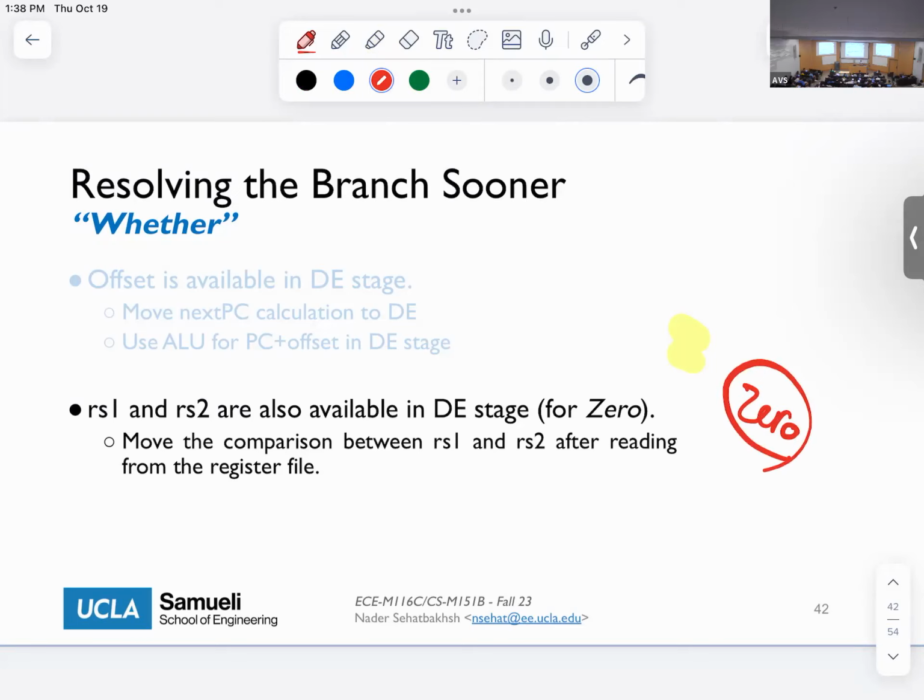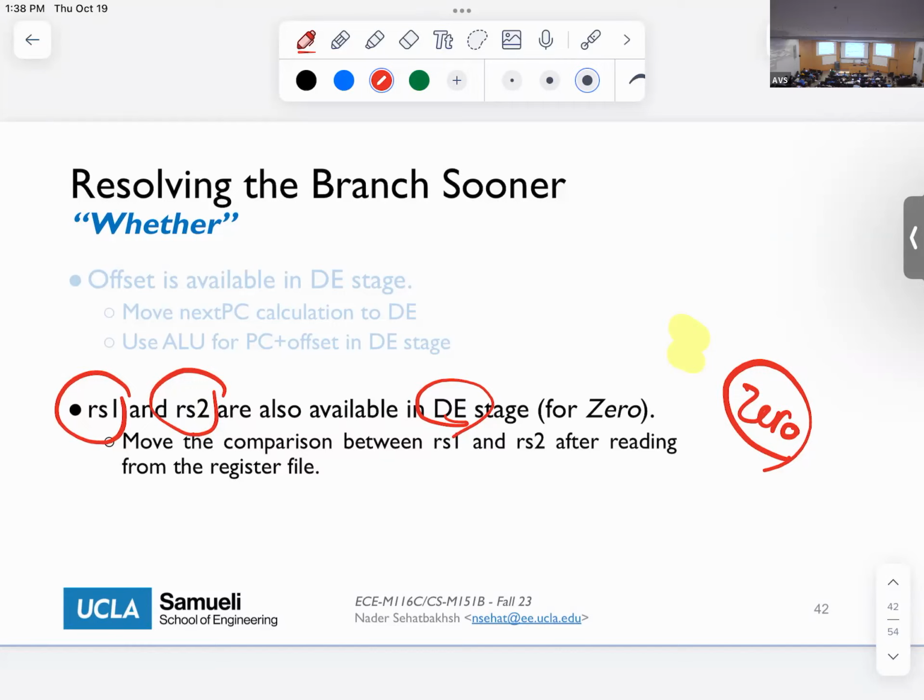So if I can somehow move this comparison into the decode stage, then I'm going to have the answer of whether. And keep in mind that I already have the values of RS1 and RS2 during the decode stage. Why? Because reading from the register file happens during the decode stage, right? So I already know the value of RS1. I already know the value of RS2. So I need to just do the comparison. And that comparison in a regular design happens during the execution stage.